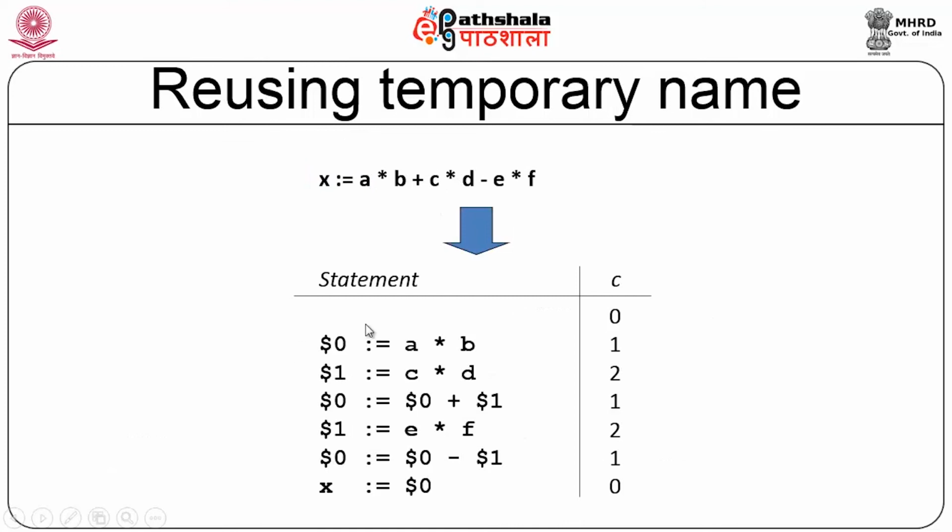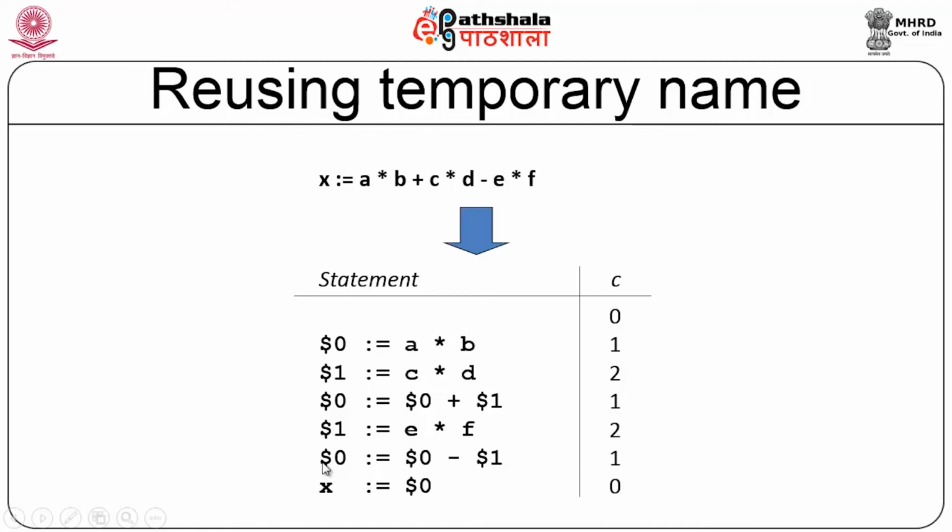To start with, $0 is equal to A star B, so the count is 1, I am using one temporary variable, and then I can say $1 is equal to C into D, okay, 2 temporary variables. Then I am going to reuse this. So, $0 is equal to $0 plus $1, therefore, I have now decremented one temporary variable, and then I can say $1 is equal to E into F, because $1 is no longer essential, so I am decrementing it by 1 here. So, $1 is equal to E star F, therefore, that is going to be 2 temporary variables again.